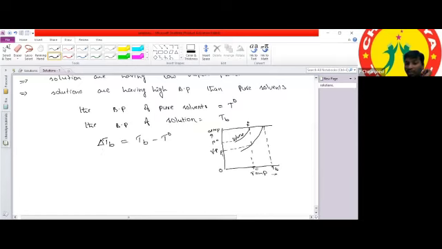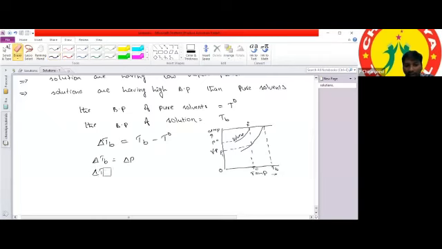Sir, how did you write this? Delta TB is equal to TB minus T naught. TB is the boiling point temperature of the solution minus the boiling point temperature of the pure solvent. And delta TB is also related to delta P. Delta P means change in pressure.